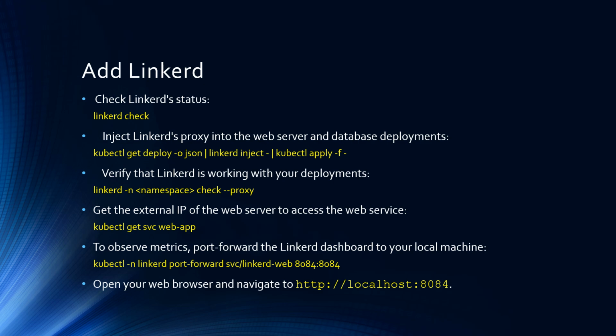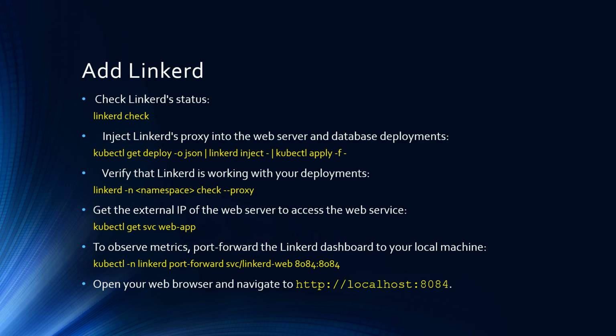kubectl get deploy -o json retrieves our deployments in JSON format. linkerd inject adds the proxy configuration to each deployment. The final kubectl apply applies the modified configurations. After injection, verify the proxy status with linkerd -n namespace check --proxy. This ensures that the proxies are running correctly in your deployments.